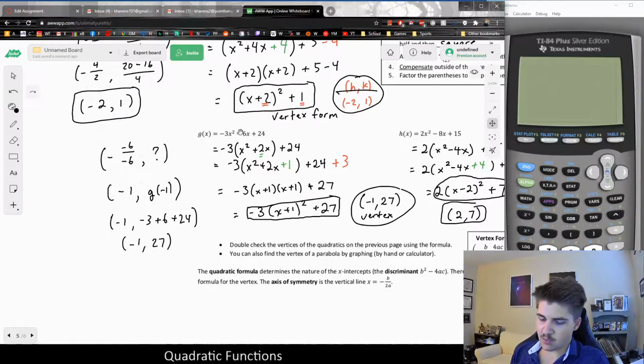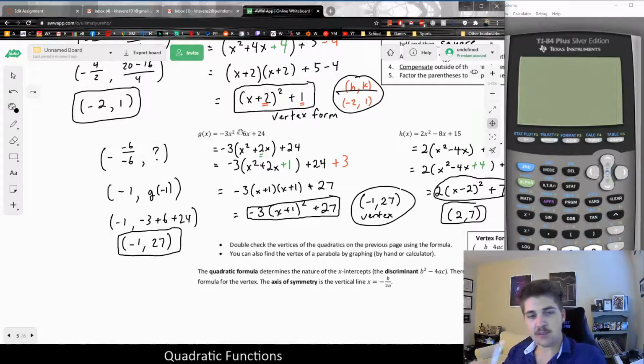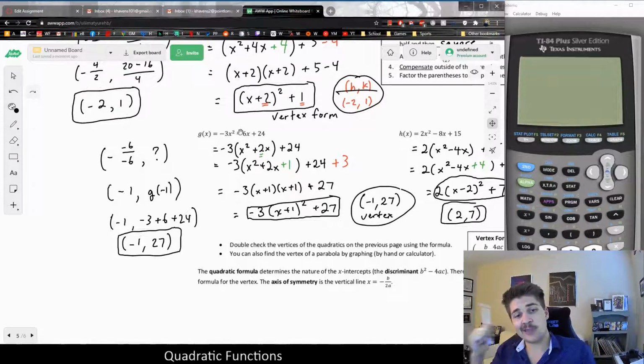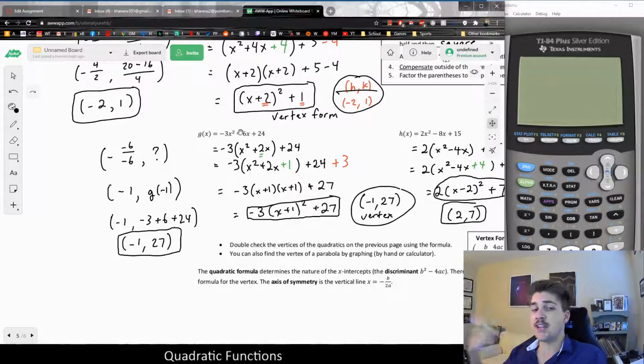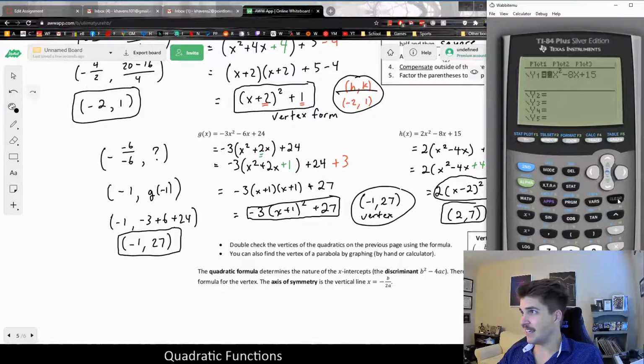And ultimately, this is a way that on an exam or whatever, if you wanted to say, how can I make sure I get the vertex right? Well, there's another way. But usually what I suggest is graph it. That obviously doesn't take much thinking. But there is a weakness of graphing it, which I wanted to demonstrate.